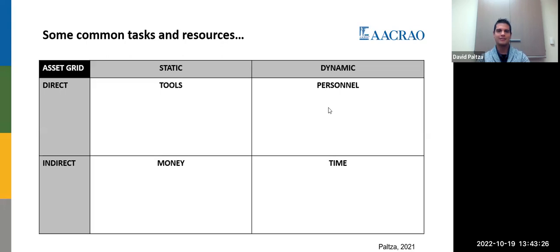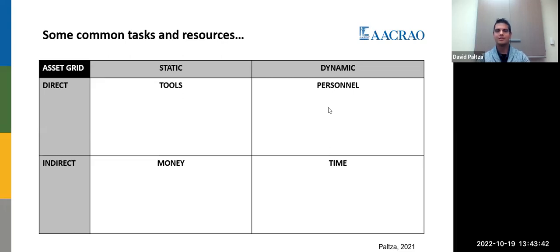Whereas under money, if you let money sit there, it'll just sit there. If you invest it, it'll grow. But if it sits there on the table, it's going to sit there. And it's indirect though. Money will buy you something. It'll buy you a tool. It'll pay a staff person.